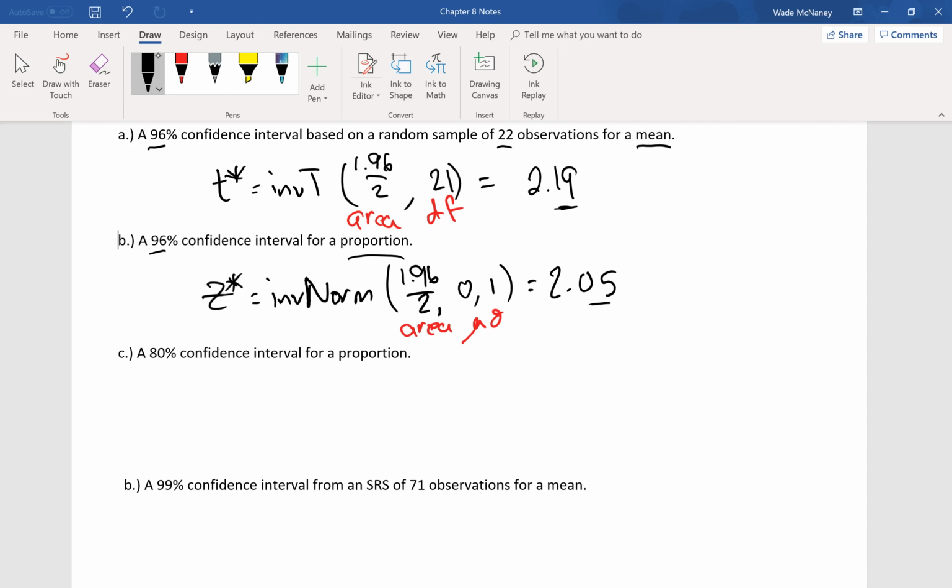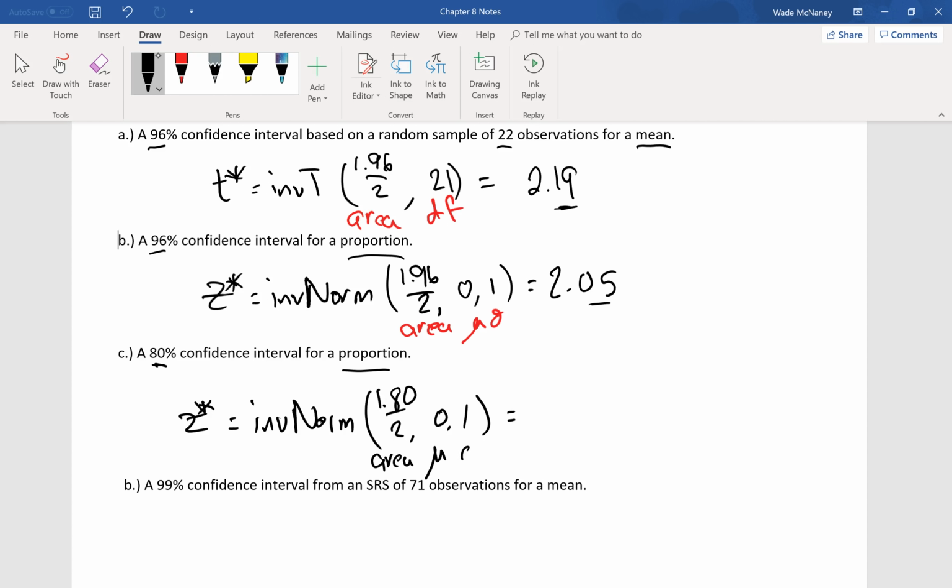Okay, jumping down here to letter C. This is an 80% confidence interval for a proportion. Again, because this is a proportion, this is going to be Z star. So this is going to be inverse norm. My area to the left, 1.80 divided by 2. Mean of 0, standard deviation of 1. So this is my area. This is my mean. This is my standard deviation. Distribution menu, inverse norm, 1.8, 0, and 1 gives me a Z star critical value.